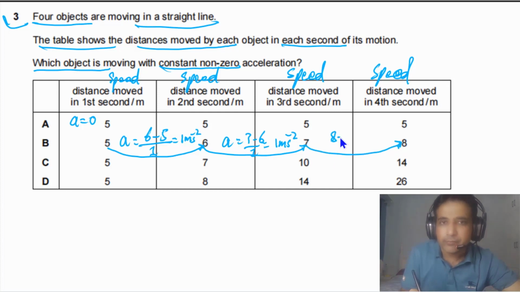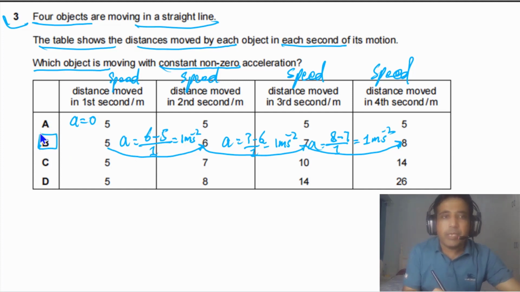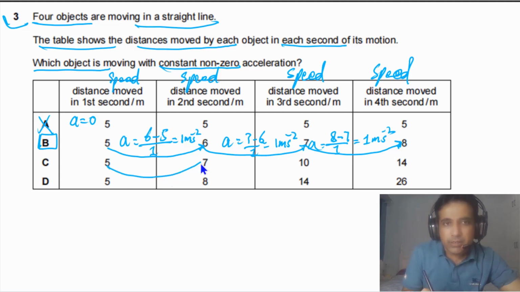And the same for the last interval. We have v is 8 and u is 7 divided by 1, and this is the value of acceleration. So this is also equal to 1 meter per second per second. So the answer for this question can be B. A is not the answer. But if you look at the next one, in this case we have speed 7, so we can find out acceleration.